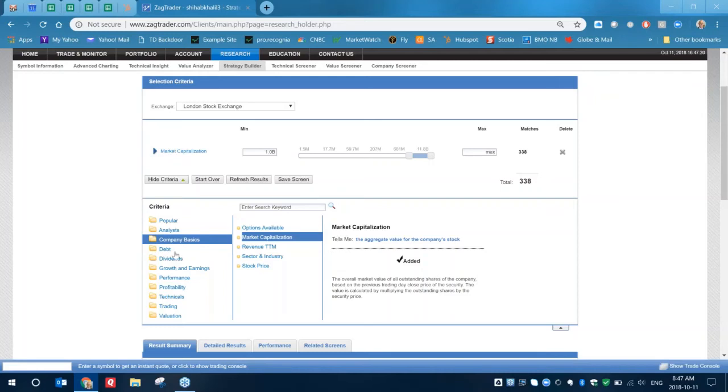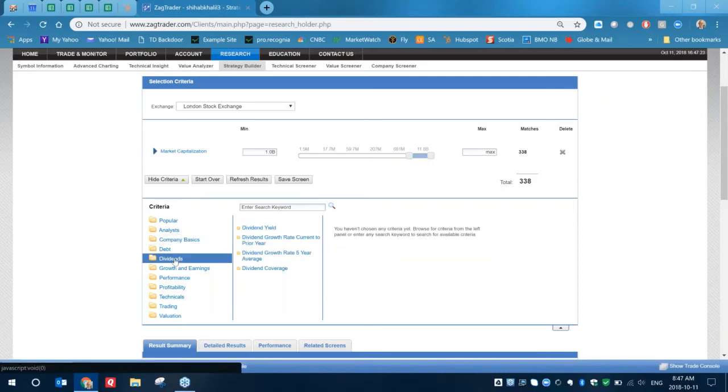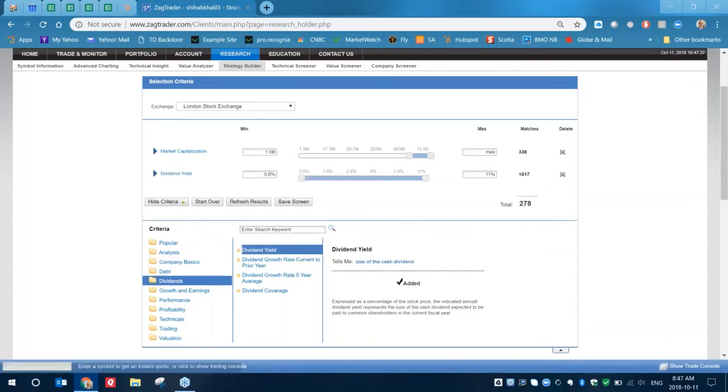What else do I like? Well, I like stocks that pay a dividend. I want to get paid to wait while my investment appreciates. I'm going to look for stocks that pay me a dividend, and I want my dividend to be, say, 2% or more. So I'm going to make that 2%, and I'll leave the top end at 11%.